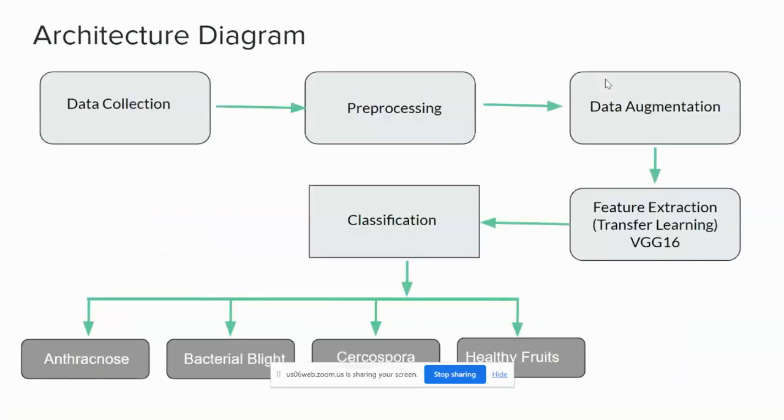This is the architecture of our system. First we have collected the data set, then we have pre-processed the data set, and data augmentation is applied to improve the data set, like to increase the size of the data set or to make it better. And then feature extraction is done. And after that, classification is done into its three types of diseases and four classes of healthy fruits.